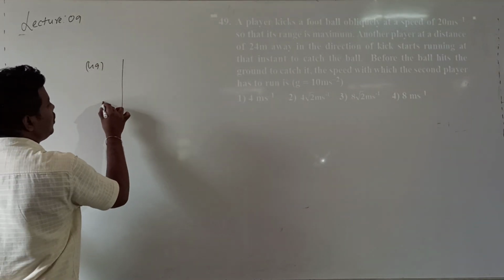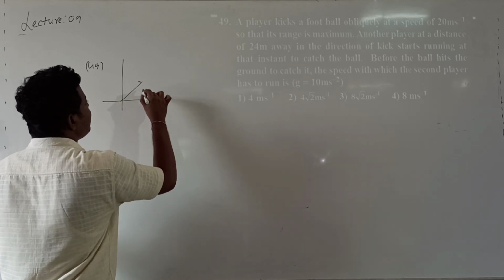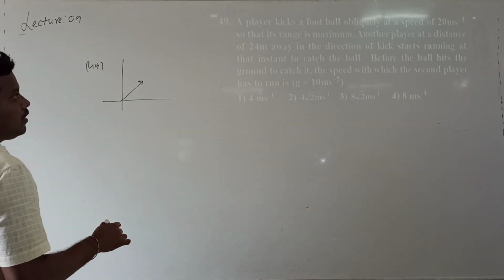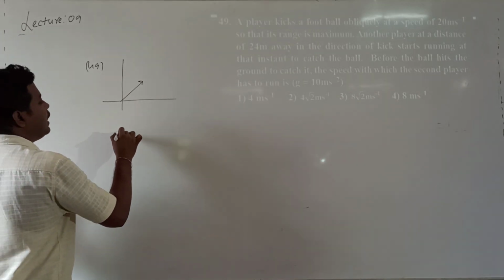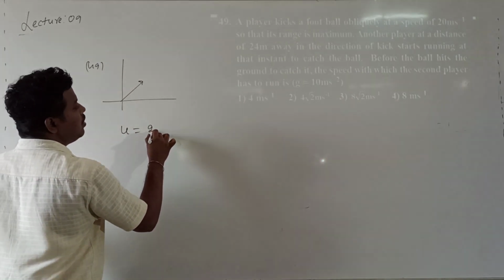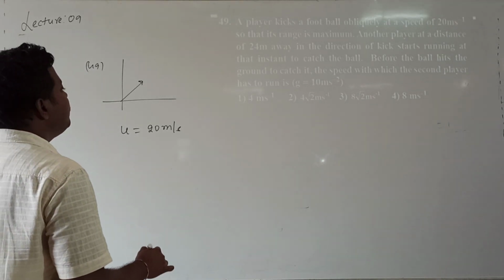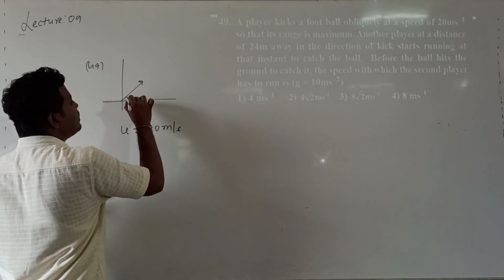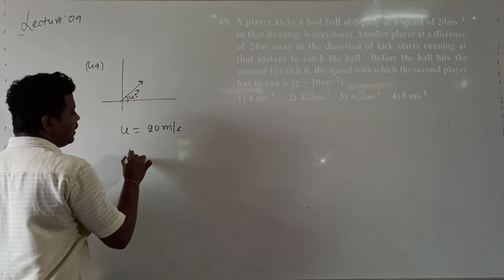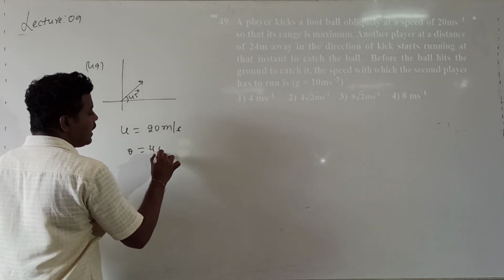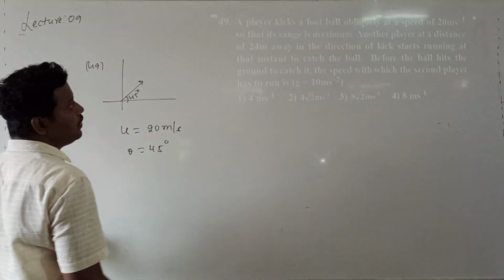First, one football player is there. He is kicking a ball with what velocity? The u value is equal to 20 meters per second, such that the range is maximum. For the range to become maximum, what is the angle of projection? 45 degrees. Whenever they say the range value is maximum, the theta value is 45 degrees.